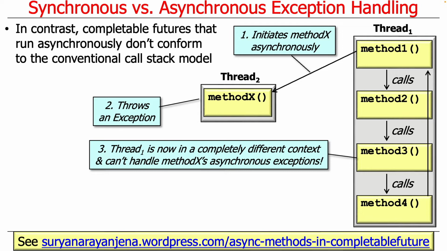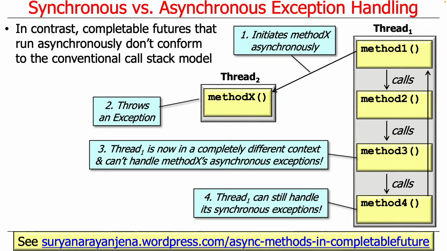And so when thread 2's method X throws an exception, thread 1 is in no position to handle that because it's doing something totally different. It's not waiting for that exception to come back. It doesn't even really know that that's happened. It's running in a background thread. Of course, thread 1 can still handle synchronous exceptions just like it did before, right? It can have a handler that will catch an exception if it's thrown.